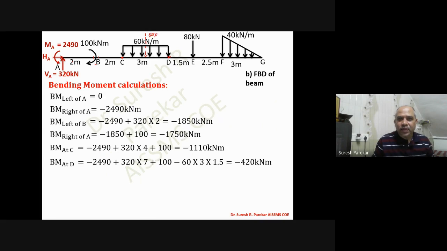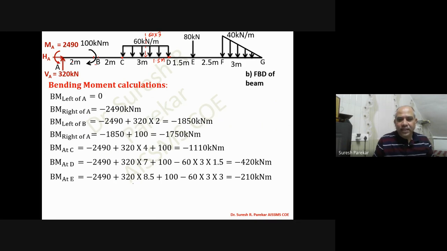And then the distance we have from here is 1.5 meter, and we will get minus 420. And then we have E, so we have distances. Now, bending moment we have to calculate from the start always. Shear force we need not calculate from the start; we can take the load between those 2 points.